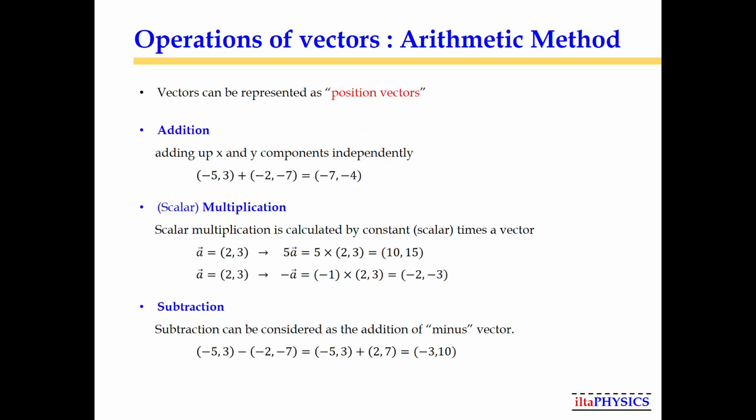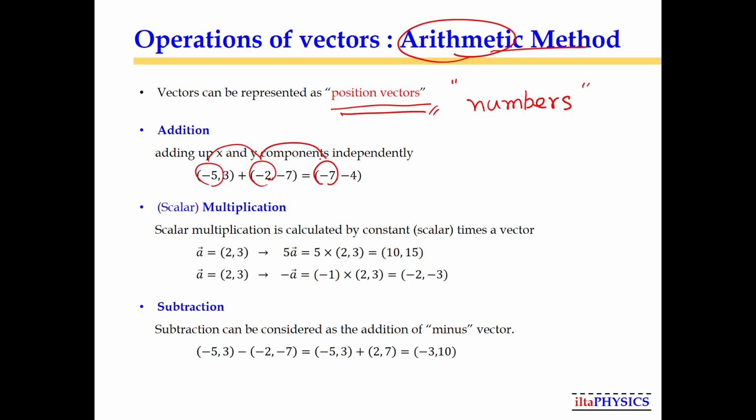9. Arithmetic method. Instead of using diagrams, we can also calculate vector operations arithmetically. The key idea is to use the position vector representation. If a vector is written as coordinates x, y, addition means adding the x components and y components separately. Scalar multiplication means multiplying each component by the number. Subtraction is just adding the negative vector. This arithmetic method will be very useful for solving many physics problems quantitatively.